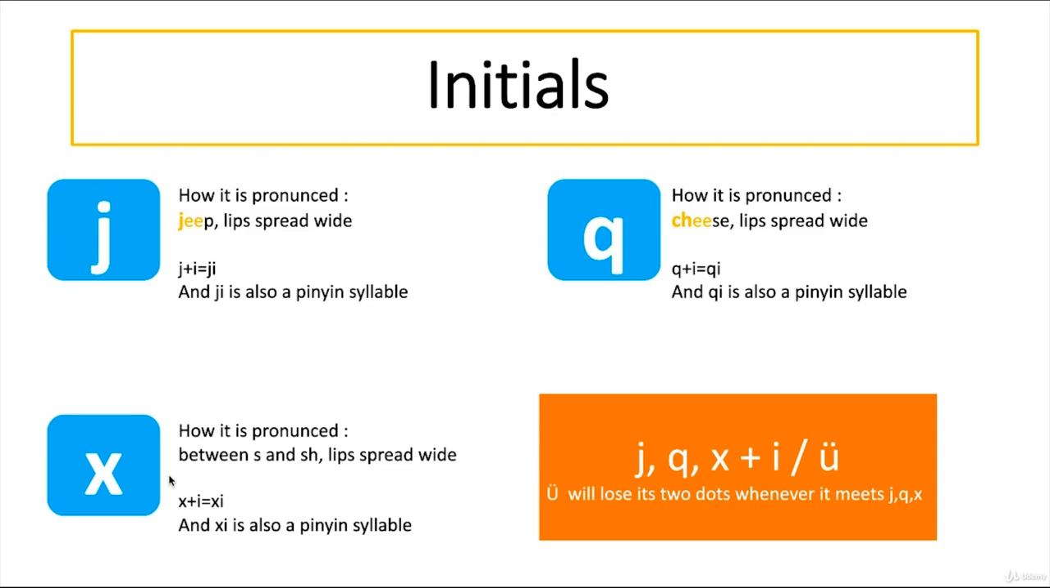And xi is somewhere between s and sh in English. Make sure your lips are spread wide when you say xi, and the middle part of your tongue is pressed up against your hard palate. Xi, xi, xi. Okay, well done.